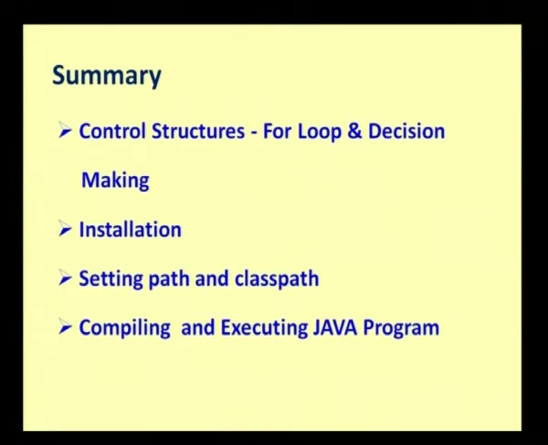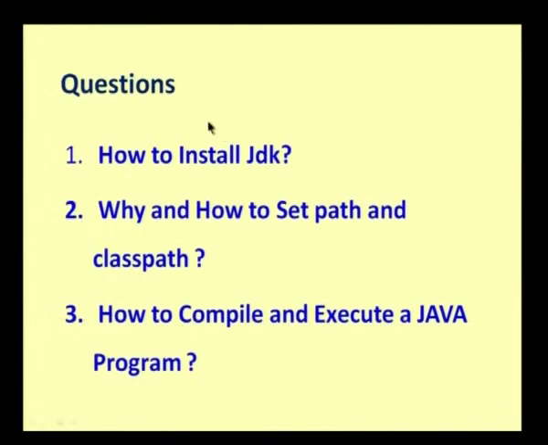As a summary, in this session we have seen the control structures, for loop and decision making statements, and we have seen how to install, how to set path and classpath, and even how to compile and execute a Java program. From this session we will be able to answer questions like how to install JDK, why and how to set path and classpath, and how to compile and execute a Java program.